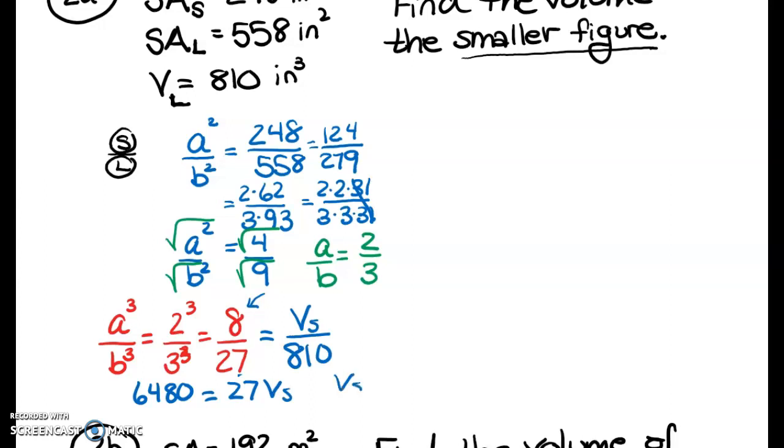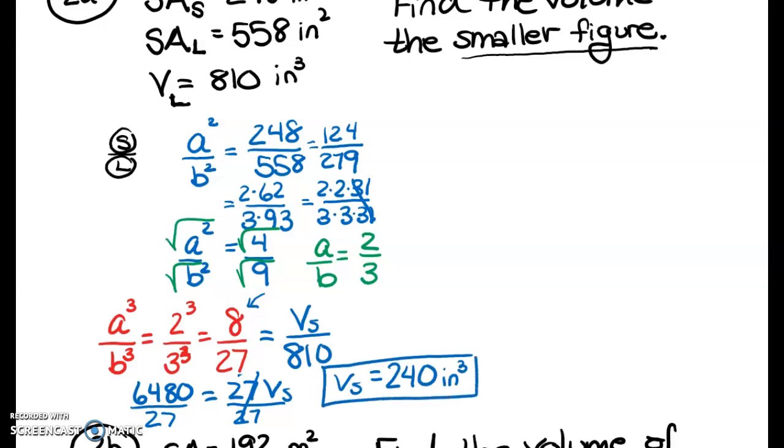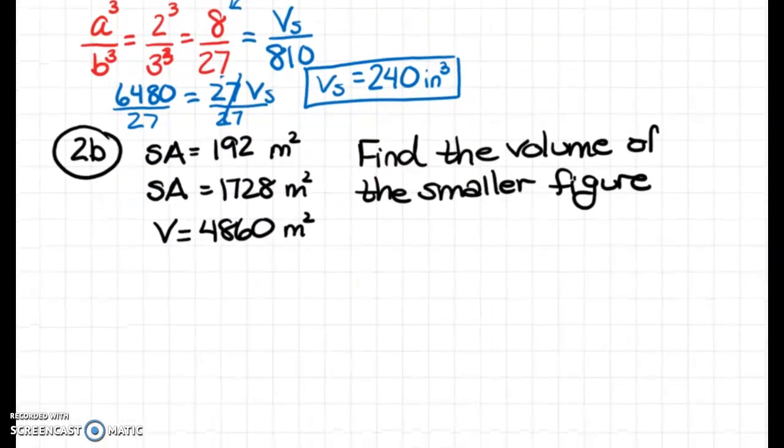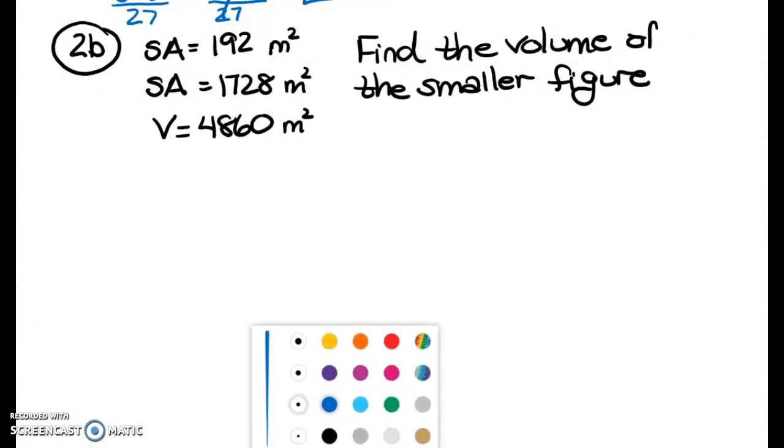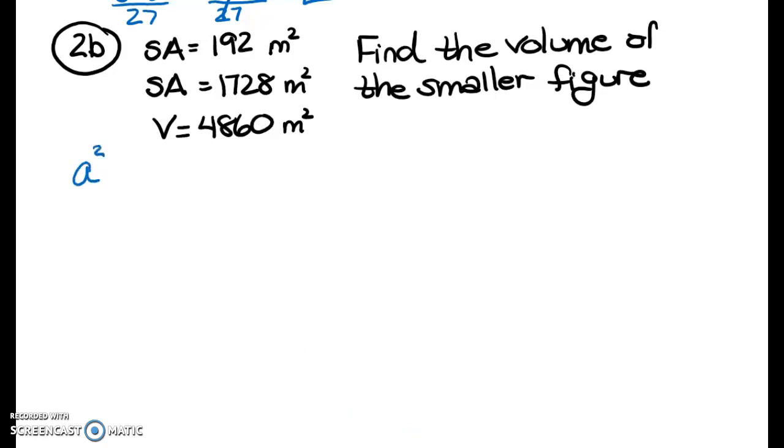So now when I divide by 27, I get, let's see, the volume of my small figure is, when I divide by 27, it goes in nicely, 240 inches cubed. Awesome. All right, so now we're going to do the same thing in this example here. I'm going to set up the ratio of my surface areas, and I know the ratio of my surface areas is a squared over b squared. So I'm going to do small over large again.